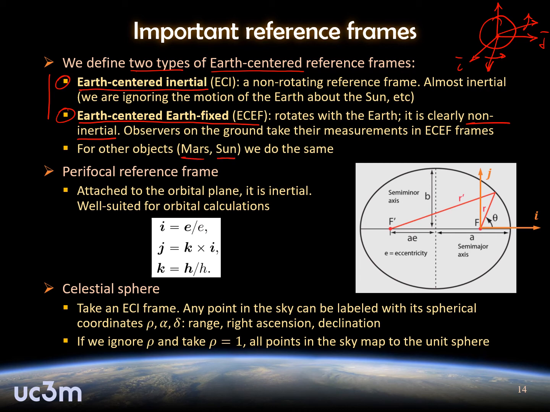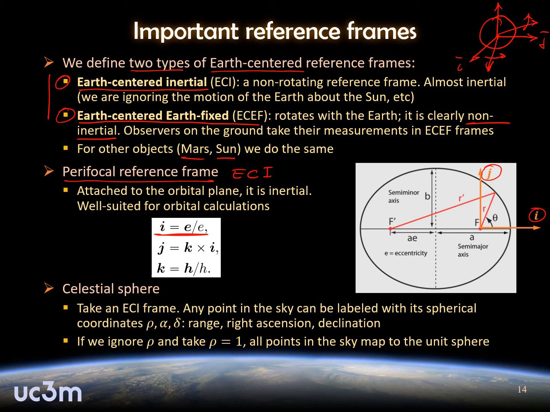So we can define a Sun-centered inertial and a Sun-centered, Sun-fixed reference frame, and so on. A particular type of Earth-centered inertial reference frame is the perifocal reference frame. The only peculiarity of this reference frame is the direction of the vectors of its basis. So we are choosing the I and J vectors to be contained in the plane of the orbit that we are studying. And the first vector, the I vector, always points in the direction of the pericenter.